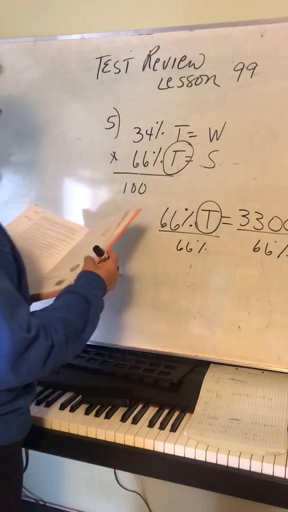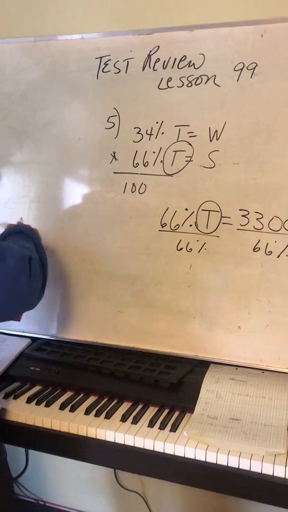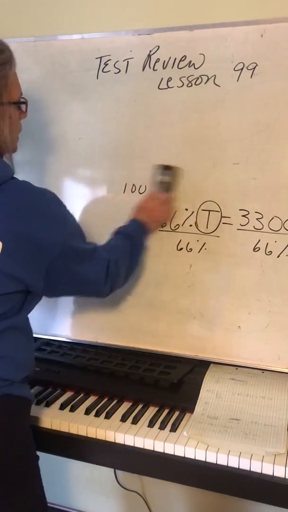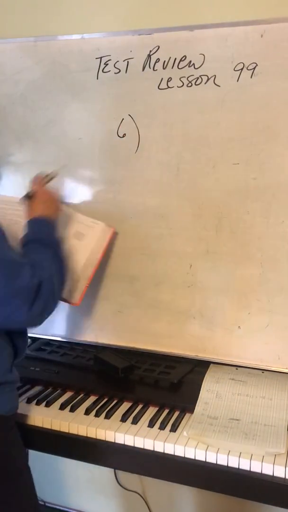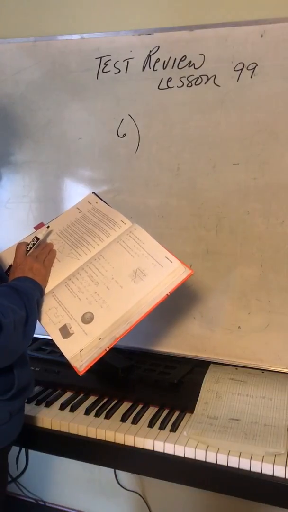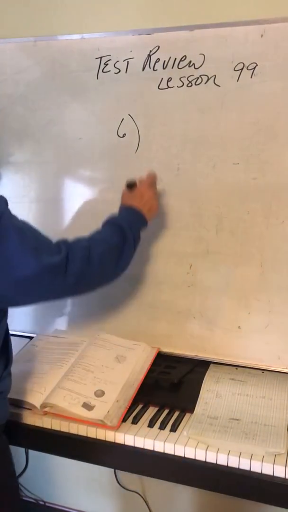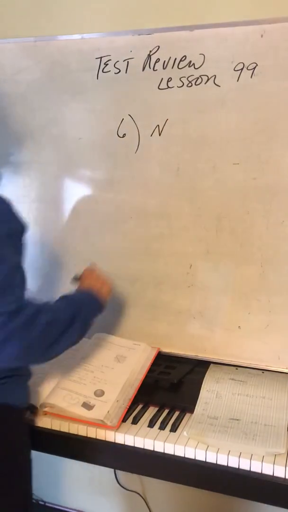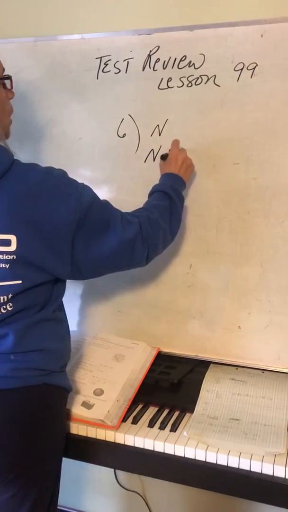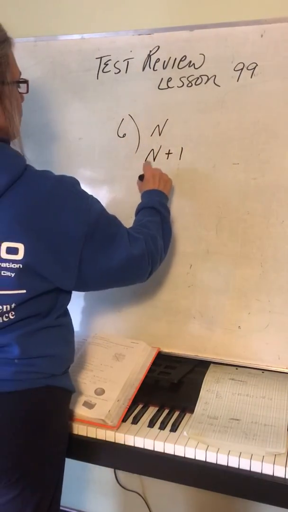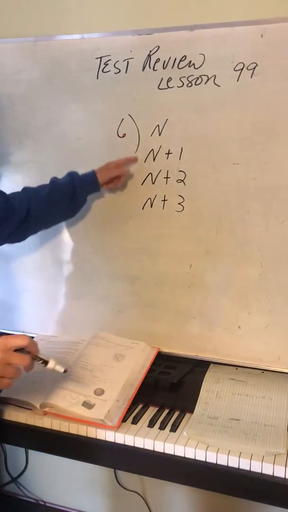Now let's do number 6. Number 6 is consecutive integers. Now, the consecutive integers are like this. We've got to find 4 of them. So we're going to have n, we're going to have n plus 1, because that's the next one, n plus 2, and n plus 3. That makes 4. 1, 2, 3, 4.